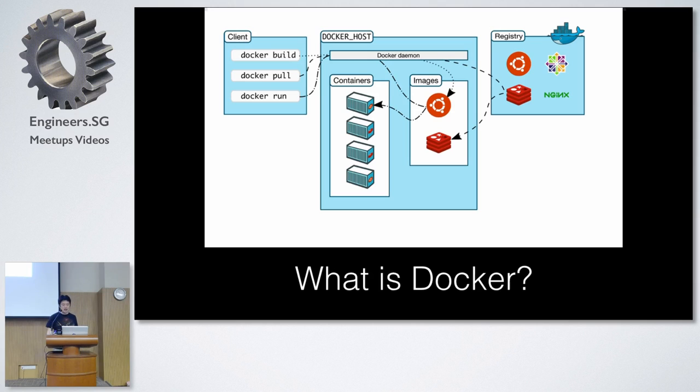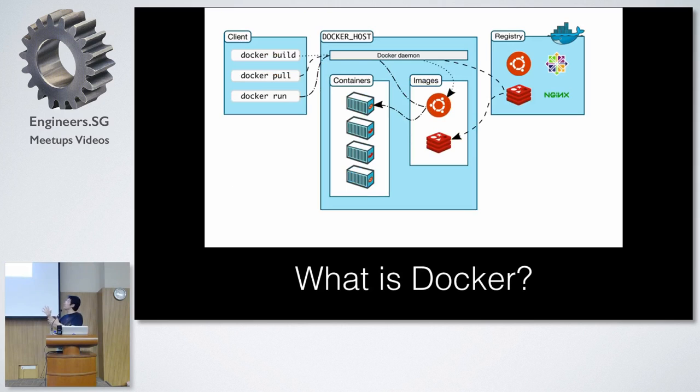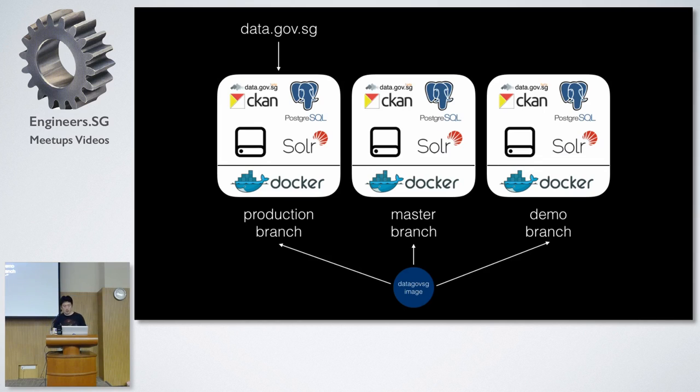The way to think about it is that instead of just logging into a server and doing all the stuff manually, what you do is you create what's called a Docker image, and then you create the Docker host, and then you say run this image. What that does is it takes that image and deploys what's like a mini closed Linux environment, running whatever software and having whatever files in that environment. And for our purposes, this means that we can take one Data.gov.sg image, instead of doing it all over the place, and we can deploy it to different branches. That's how we keep the three environments in sync.